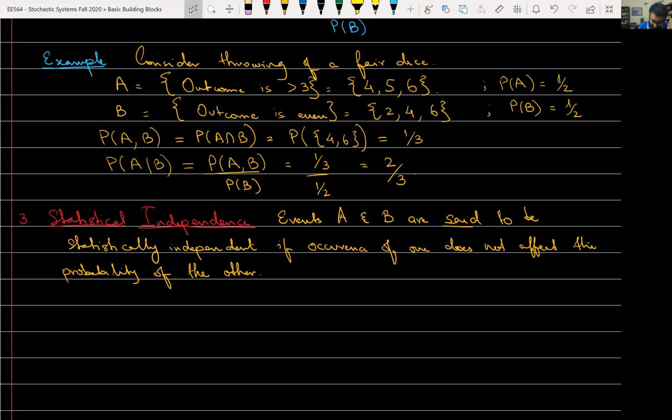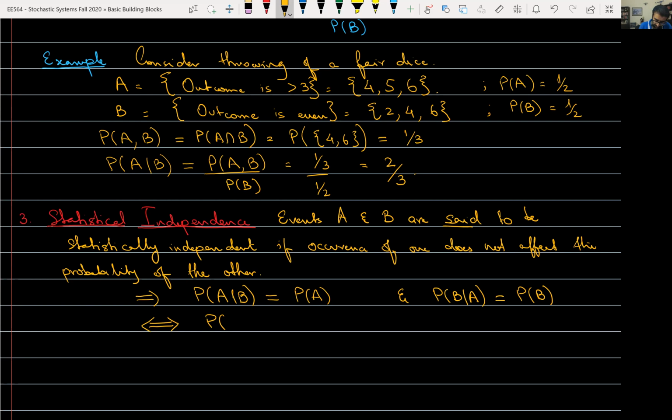So mathematically, this means that the conditional probability of A given B, if those two events are statistically independent, this must be equal to what? Probability of A. And probability of B given A must be equal to probability of B. ठीक है? अच्छा.